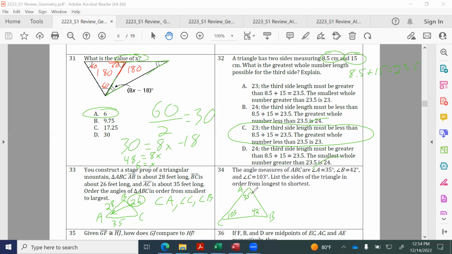So, which one is the longest side? AB. It said longest to shortest this time, so they switched it up on us. AB is across from the biggest angle. Is my diagram drawn to scale? No, it doesn't have to be. But I have a diagram and I label it, so now we can use those measurements. The 103 is the biggest angle. Across from that is segment AB. What's the next biggest side? AC. And then finally, the shortest side will be CB or BC.